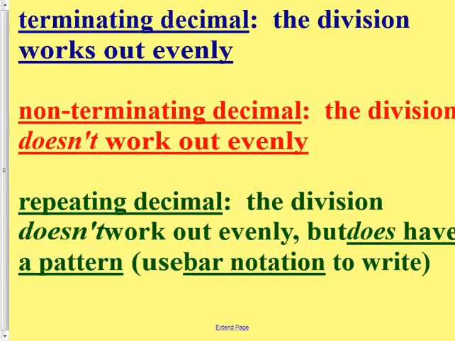Within that category of non-terminating decimals, we do have another special category that's called a repeating decimal. A repeating decimal is a non-terminating decimal, where the division doesn't work out evenly, but it does have a pattern. And when we see that, we use bar notation to show that. So here's an example of that.